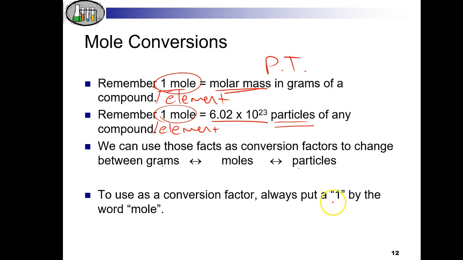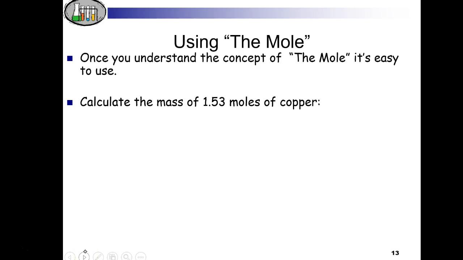To do this as a conversion factor, what you want to remember is you want to always put a 1 by the word mole. You may remember that when we were doing the metric system, I told you a little hint to make it easier is to put a 1 in front of the unit that had 2 letters. So 1 millimeter, 1 kiloliter, whatever it was. Here, my clue is 1 in front of the word mole. Once you understand the concept, it's not that bad.